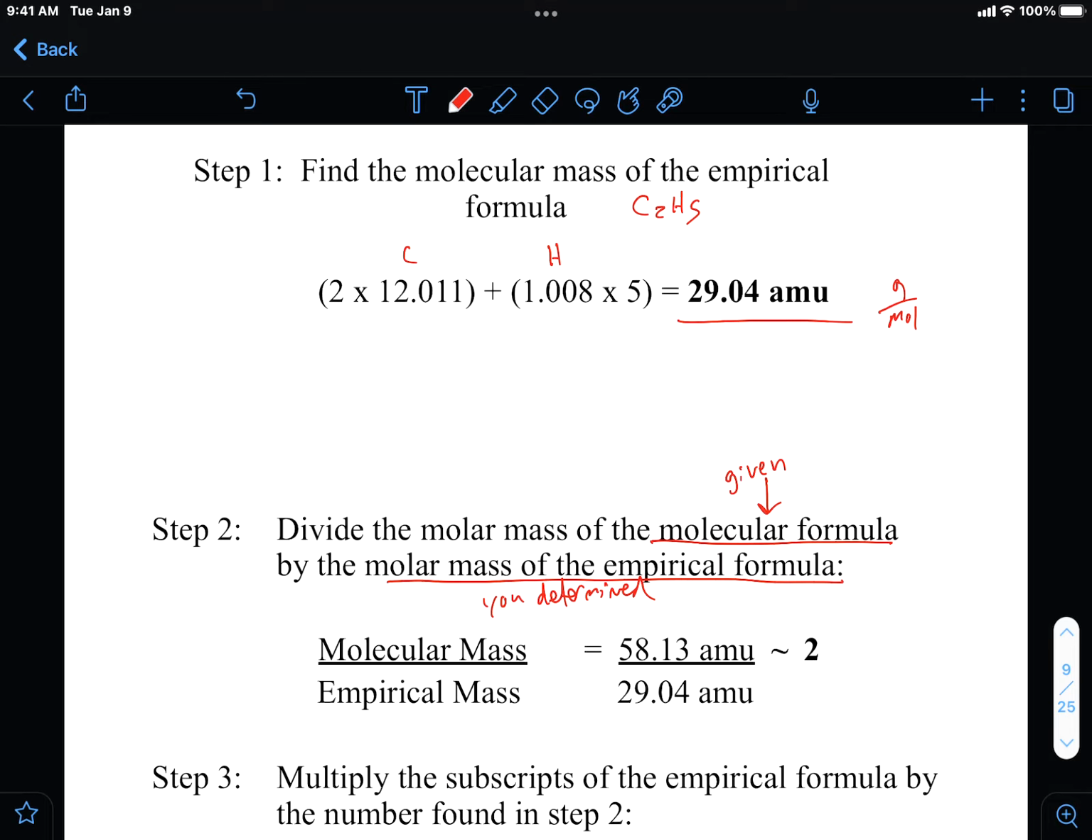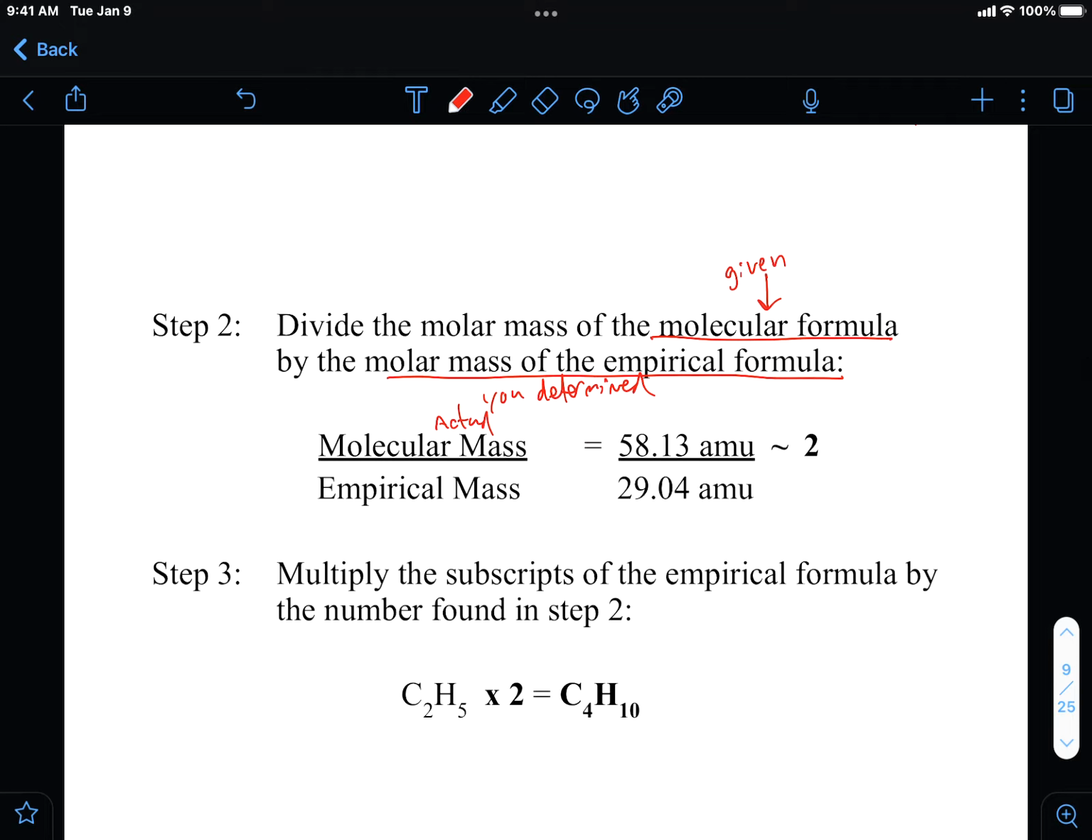So we're going to take a ratio. We're going to divide the actual molar mass over the empirical formula mass. And here clearly we see we get a number that is 2. So what this tells us is that the molecular formula has twice the numbers of the empirical formula. That's what this means. So to find the real formula, we simply multiply each subscript by 2 to get the molecular formula, the actual formula, which is C4H10.